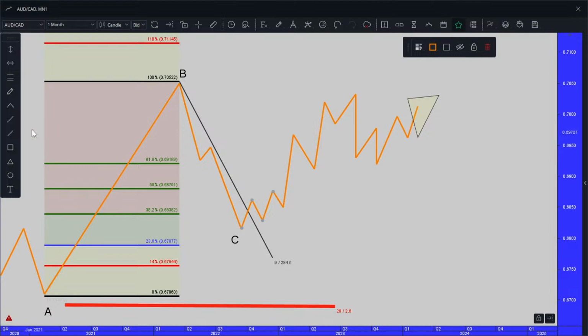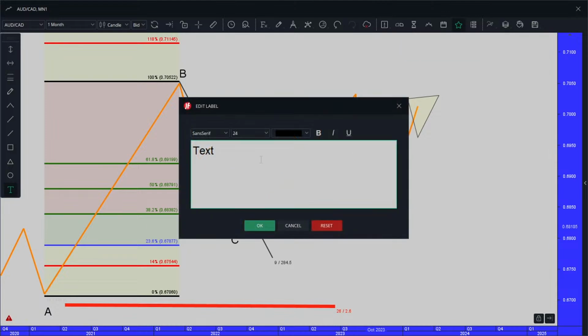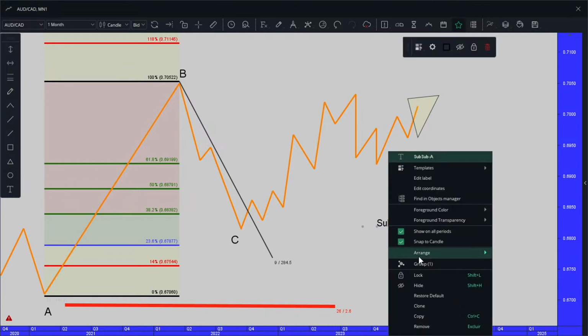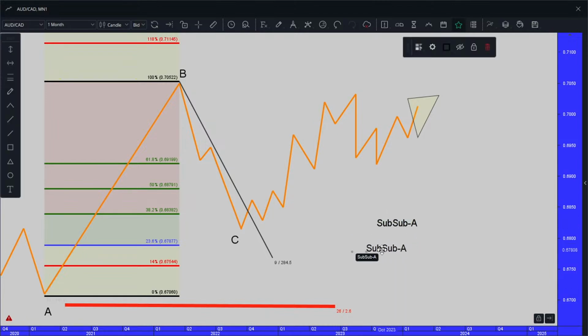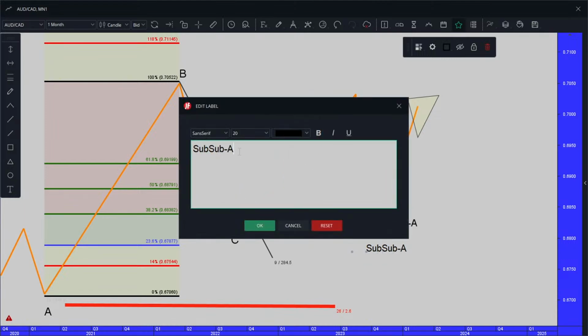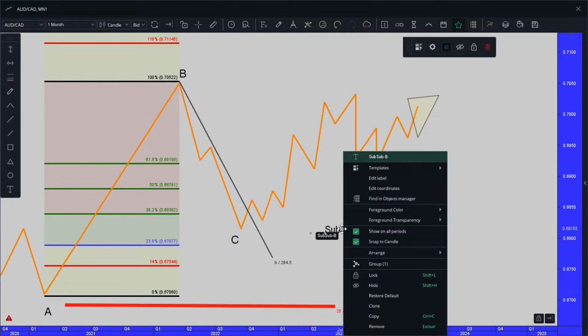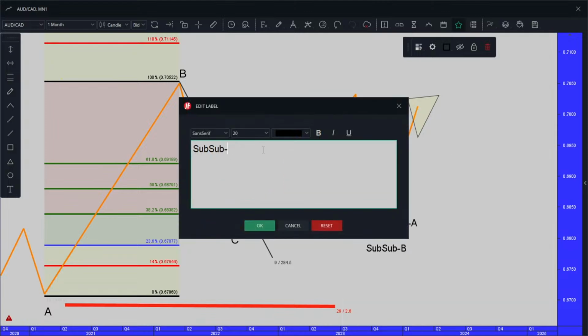So for the Fibonacci of the confirmation, this is just me. You can use anything you want, everybody, but for the Fibonacci of the confirmation, I'm going to use the sub A. Alright? You can name it 1, 2, 3, 4, clone, and right click, edit label, sub B, right click, clone, edit label one more time, sub C.